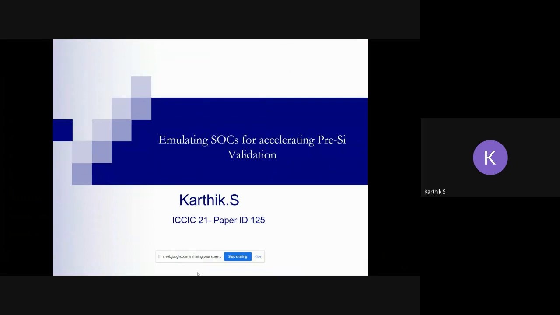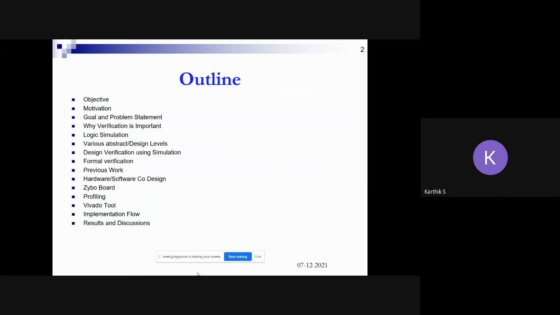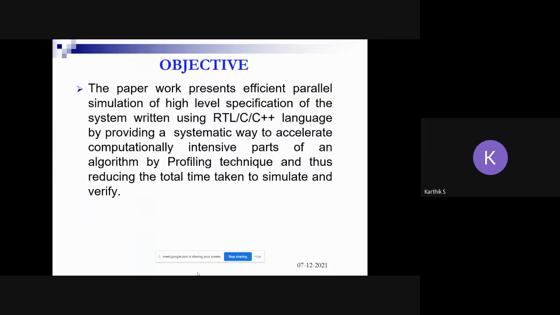The title of my paper is Emulating SOCs for Accelerating Pre-Silicon Validation, and these are the outlines. The objective of my paper is to present an efficient parallel simulation of high-level specification of the system written in any language like RTL or C or C++ by providing a systematic way to accelerate the computationally intensive part of an algorithm by a technique called profiling and thus reduce the overall time taken.